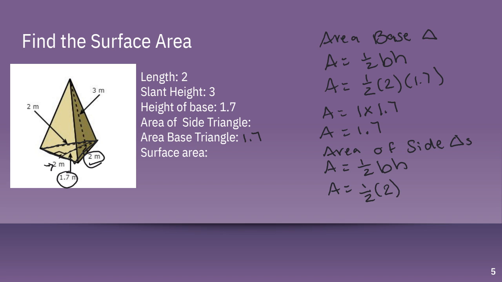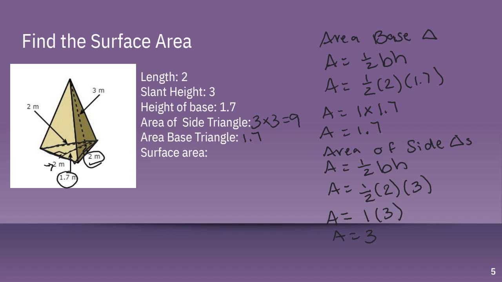And what is the height for my side triangles? 3, good job. So I have 1/2 of 2, again, that equals 1. And so now I have 1 times 3. And 1 times 3 is simply 3. So the area of my side triangle is 3. And how many different side triangles do I have? 3. And 3 times 3 is 9.